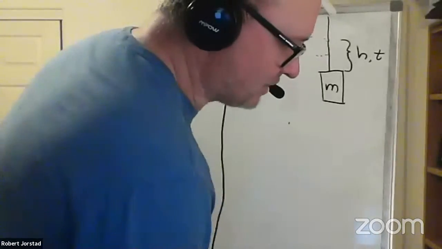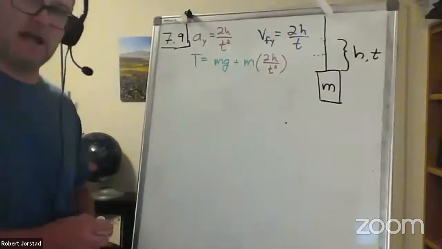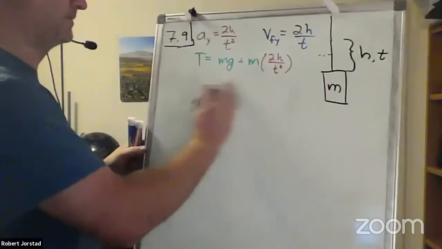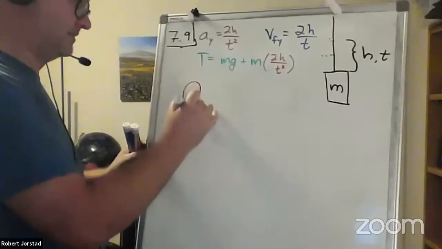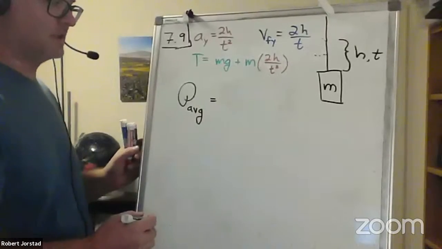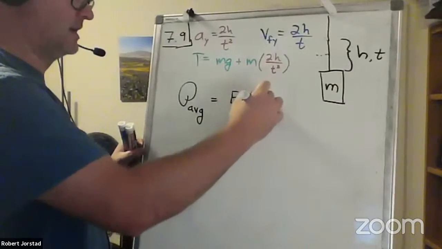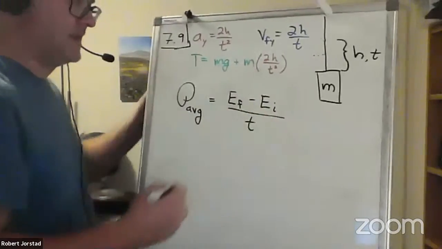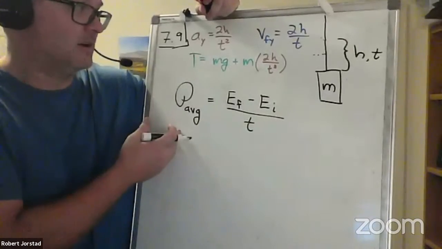Next, determine the average power delivered by the motor. All right. So in this case, there's a couple of ways we could go about this. We could get energy final minus energy initial divided by time. Now, this would get the net power from the entire system.